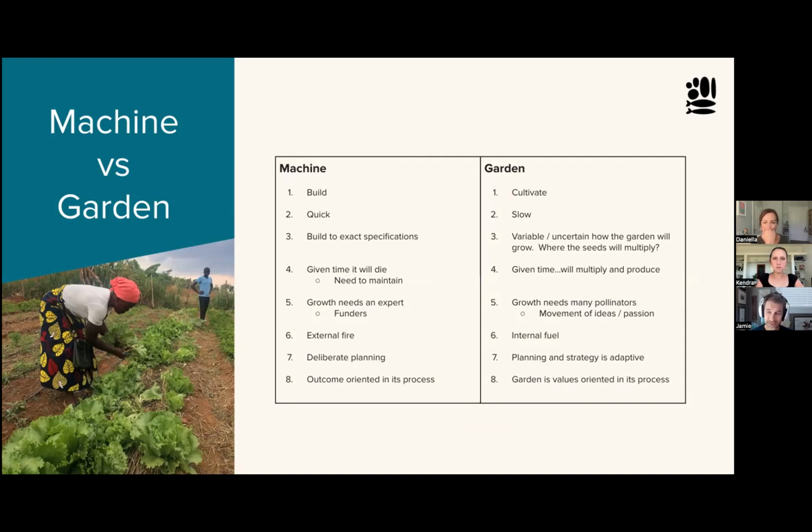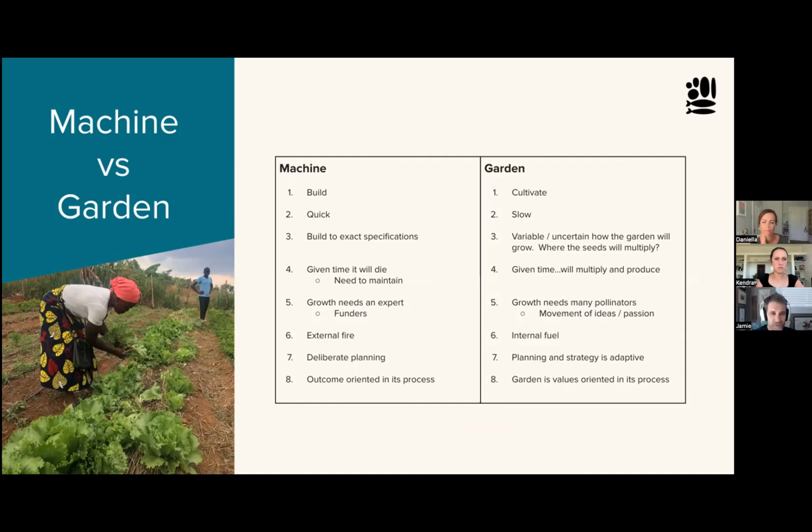So let's be realistic. We're not building machines where we have control over the process. We're not engineers, we're not scientists. And if we think that we are, we're going to be disappointed with the results, because communities don't operate that way. You prepare the soil, you water it, you nurture it, you do what you can as a facilitator, and it has the potential to grow and grow and grow.